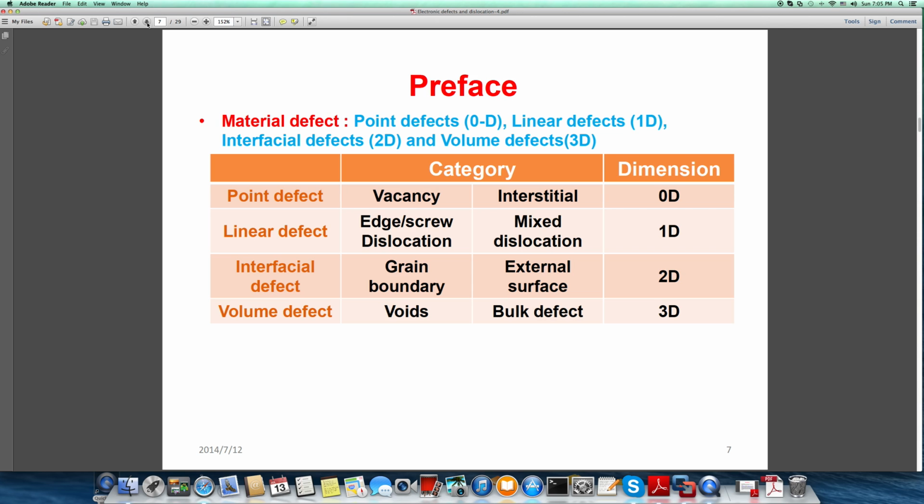For linear defects, we have edge and screw dislocations, and also the missing line or additional line of atoms. So it is 1 dimension. And for interfacial defects, it could be a grain boundary or external surface. These are 2-dimensional defects. And the volume defects, like voids and bulk defects, are 3-dimensional defects.